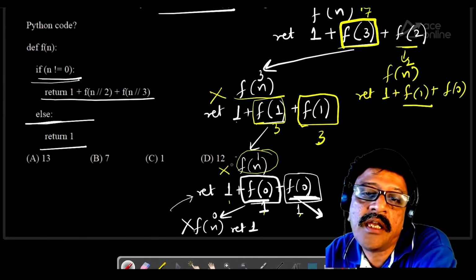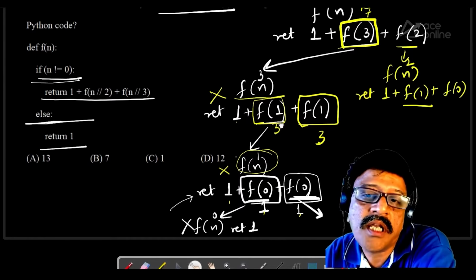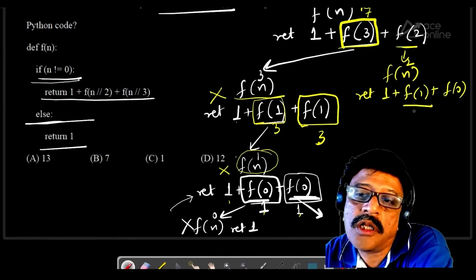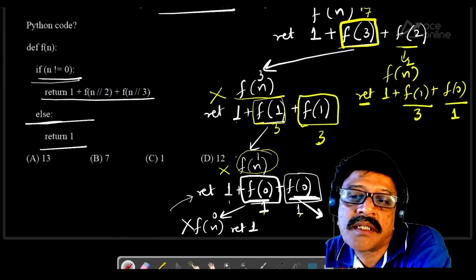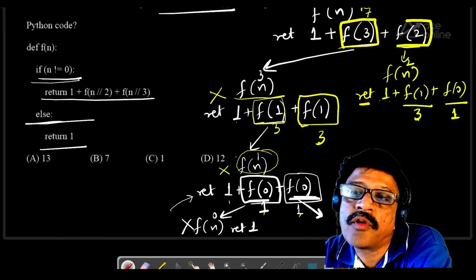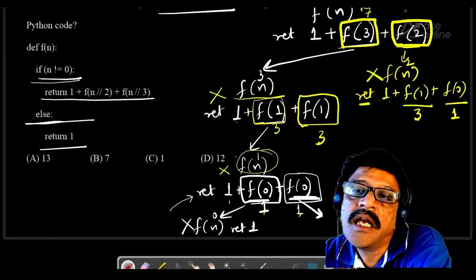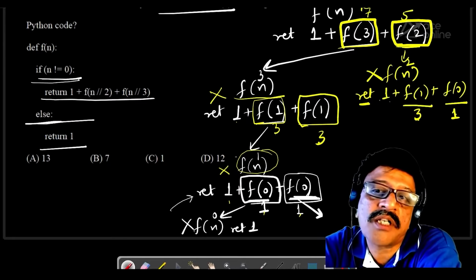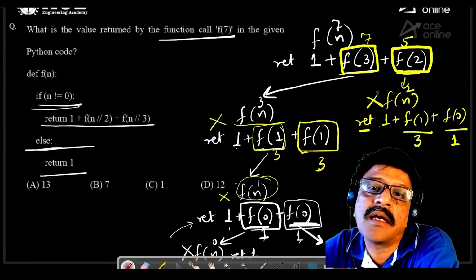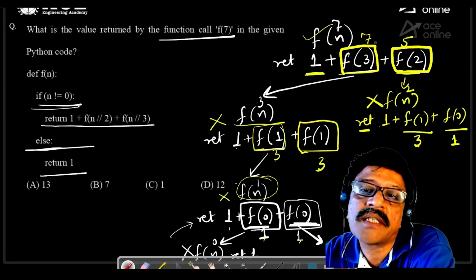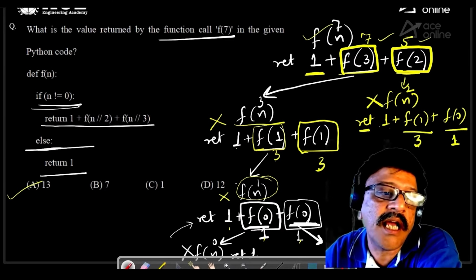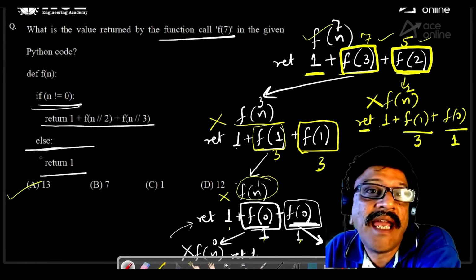F of 1 is 3. You observe this, F of 1 was 3. So we will not go through all the process of executing f of 1, and f of 0 is anyway 1. Then this function will execute 1 plus 3 plus 1, which is 3 plus 1, 4 plus 1, 5. So this f of 2, after this function ends, evaluates to 5. So 7 plus 5, 12, plus 1, 13. 1 plus 7 plus 5, 13 is the final answer returned. So the answer is A.